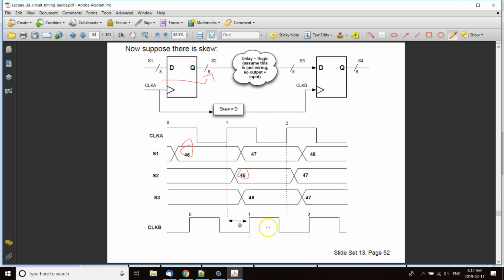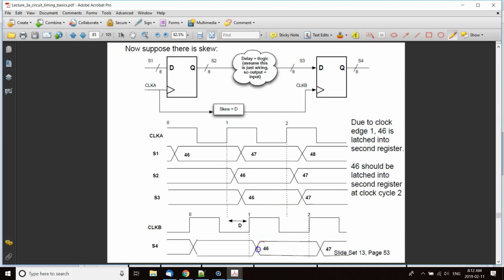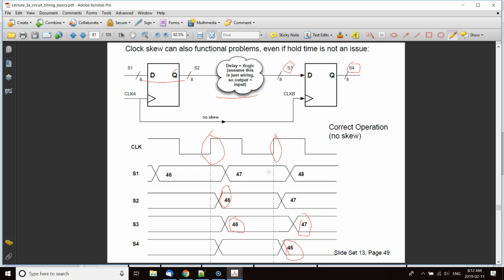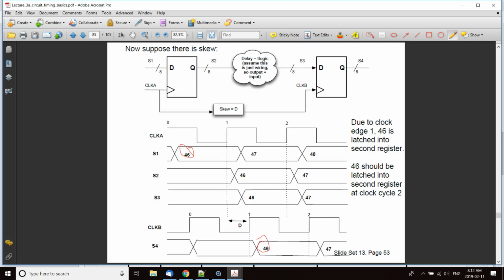Okay, it passes through the logic before the next clock edge, because the clock edge now is delayed on clock B, right? The clock edge is delayed on clock B, and that means that now in S4 I will get whatever was in S1, where I should have gotten 47, right? If you recall the previous, sorry, correct, right?